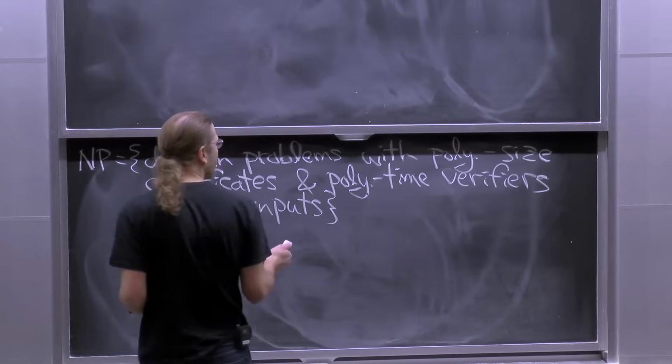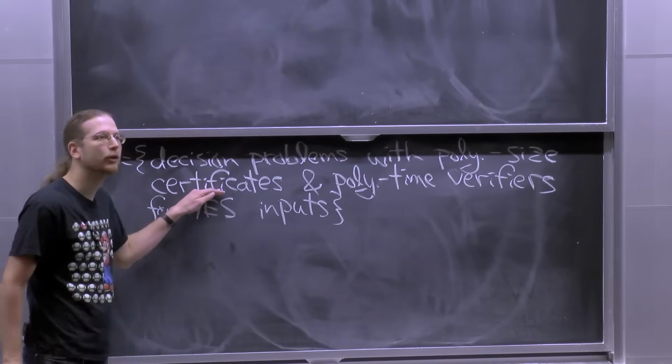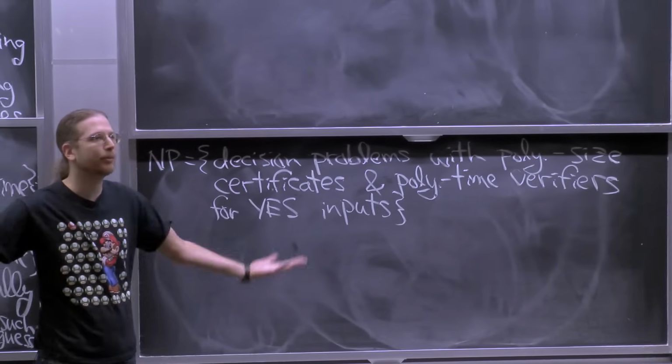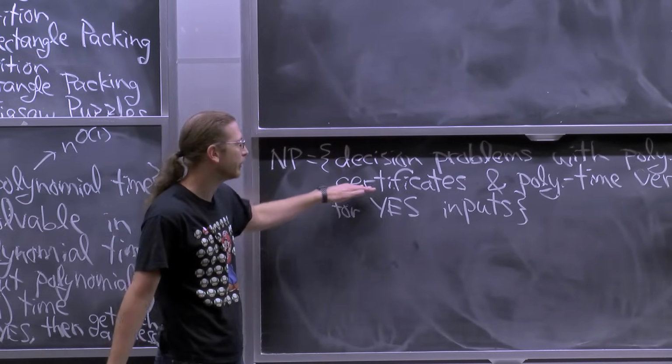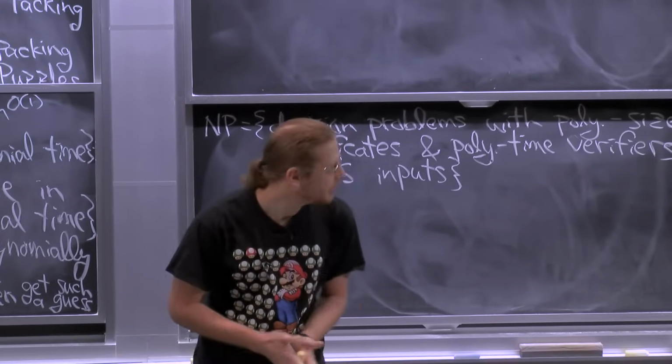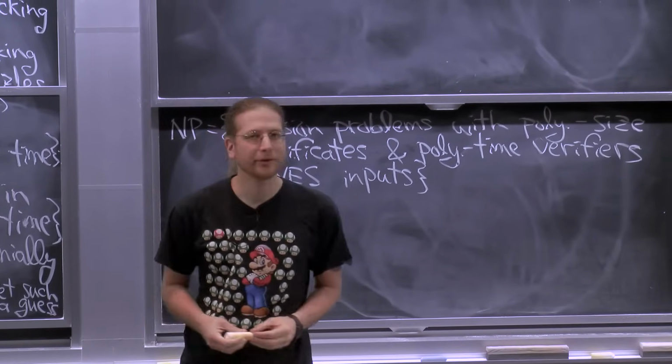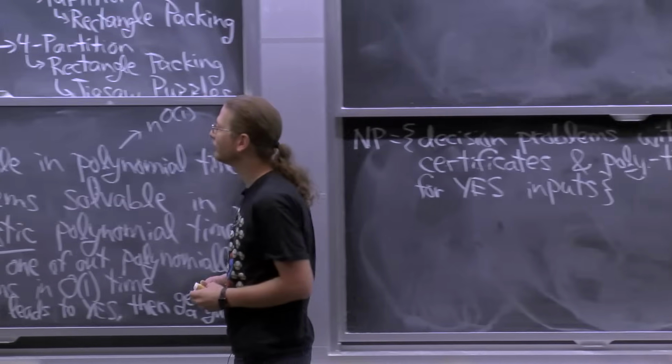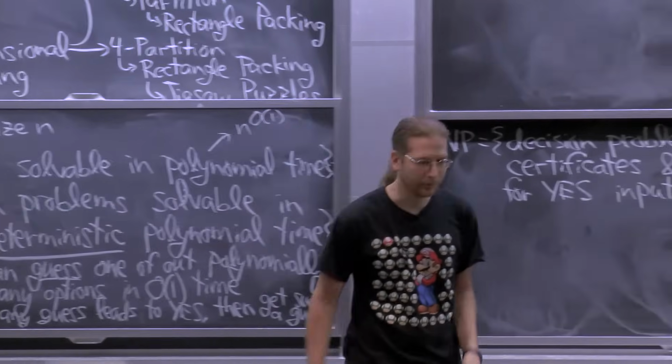It's just that the certificate has to be polynomial size. You can't guess something of exponential size. You can only guess something of polynomial size in this model. OK, so it seems a little weird, but we'll see why this is useful in a little bit.